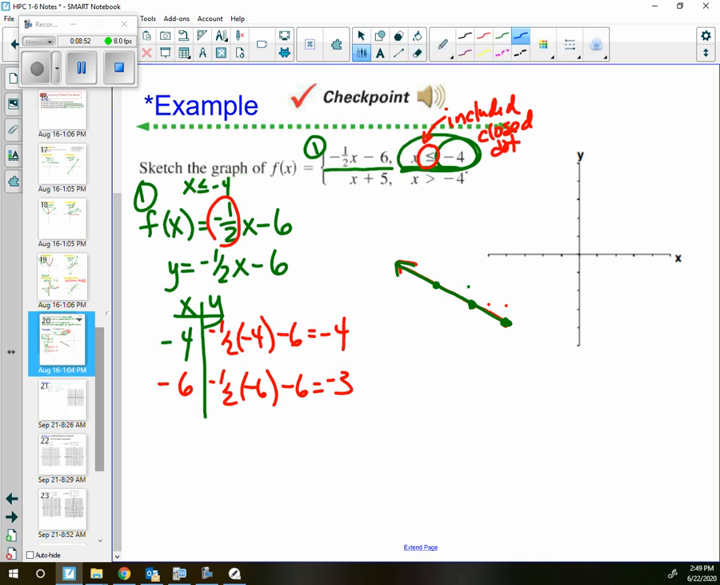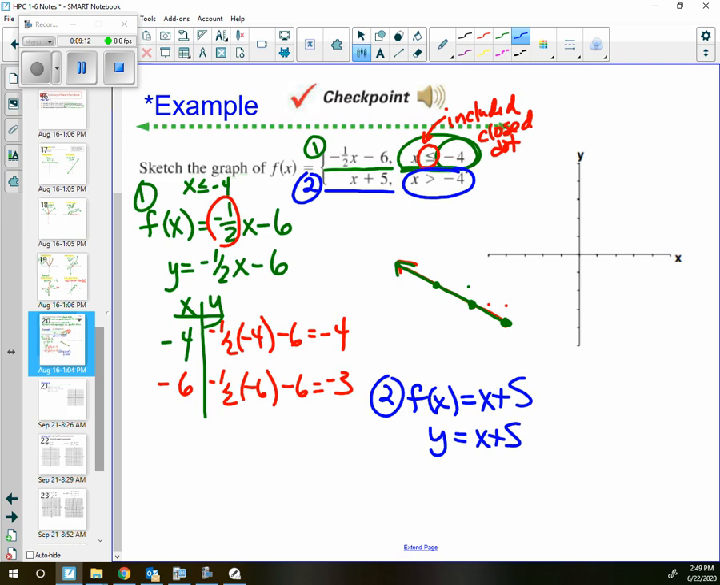All right, so part number 2. I had 2 rules in this function. So the second rule is x plus 5. So I'm going to do rule number 2 over here. f(x) equals x plus 5. Sometimes it's nice to write it out, or y equals x plus 5. So that's another linear equation, like an entire line. But I don't want the entire line. I only want it for the x's that are greater than -4. Okay, so notice no equal to, so it is not included. That -4 is not included in this part. That means when I graph it, it's going to be an open dot.